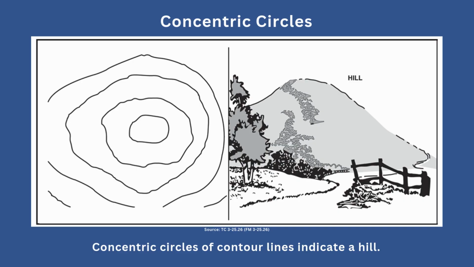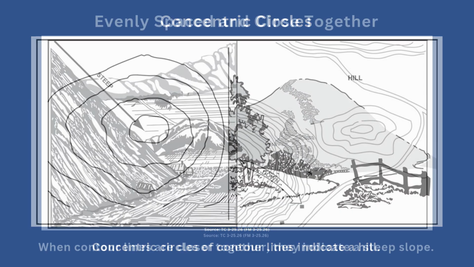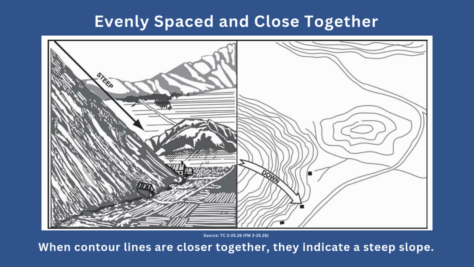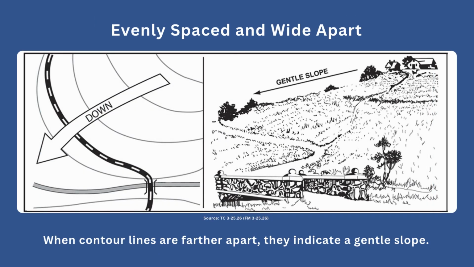If those lines are evenly spaced, the slope is uniform, meaning the incline remains consistent. Next, closely spaced contour lines indicate a steep slope, a wall, or even a cliff. When these tight lines appear at the top of a hill, they point to a sharply pointed hilltop. On the other hand, widely spaced contour lines suggest a gentle slope, where elevation changes gradually. If those wide spaces are at the top of a hill, it means the hilltop is relatively flat.